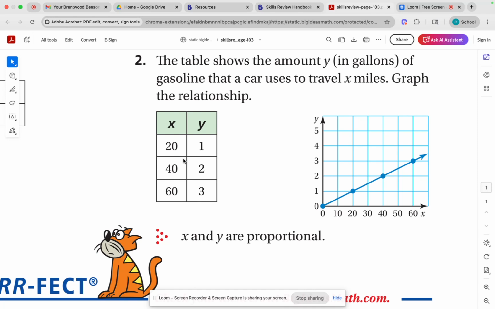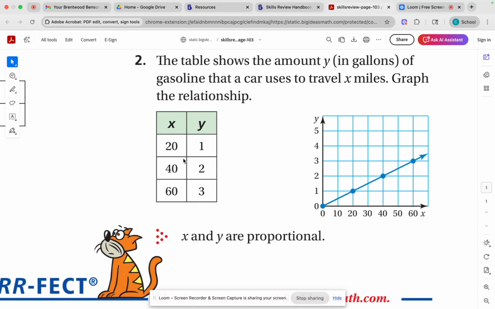So every 20 miles, I'm using how much gas? 1 gallon. So now if I go another 20 miles, I hit 40, right? Which is how many gallons? 2. Go another 20 miles to hit 60, and I use 3 gallons of gas. They're going to ask you, can you tell me whether X and Y are proportional? Yes. Proportional means they change at the same rate every time. AKA, I'm a straight line. However steep or not steep that is, is it a straight line? Yes, then it's proportional.